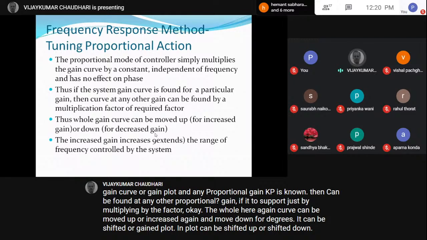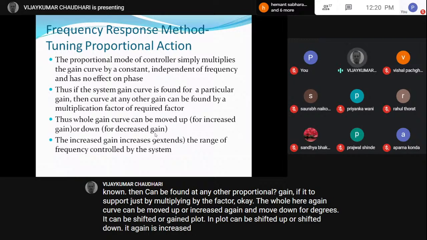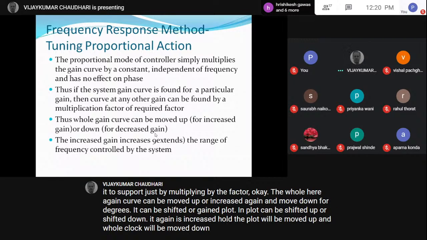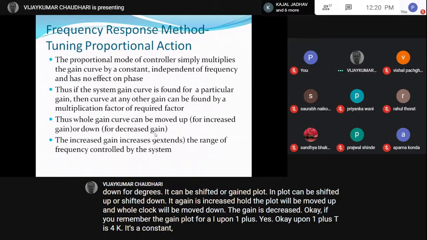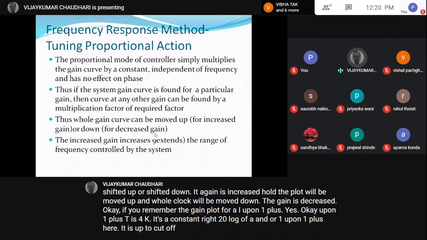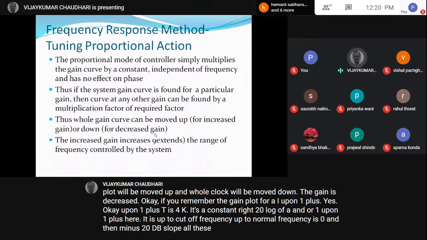If the gain is increased, the whole plot will be moved up, and the whole plot will be moved down if the gain is decreased. If you remember the gain plot for, say, K upon 1 plus Ts: for K it's a constant, right? 20 log of K. And for 1 upon 1 plus Ts, up to the cutoff frequency, the corner frequency, it is 0, and then a minus 20 dB slope. All this you have already done in control systems.